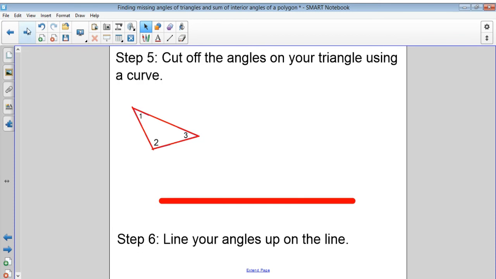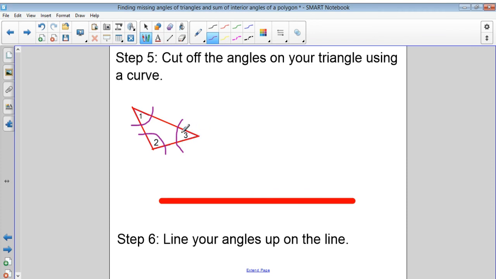Okay, now we're going to cut off the angles on your triangles using a curve. Make sure you use a curve so that we know where the angle is. So for example here, if I'm cutting angle 3, I would cut it like this. Or when I'm cutting angle 1, I would cut across like this. When I'm cutting angle 2, I cut across like this. By using a curve, you'll be able to know that this part is the angle of the triangle.